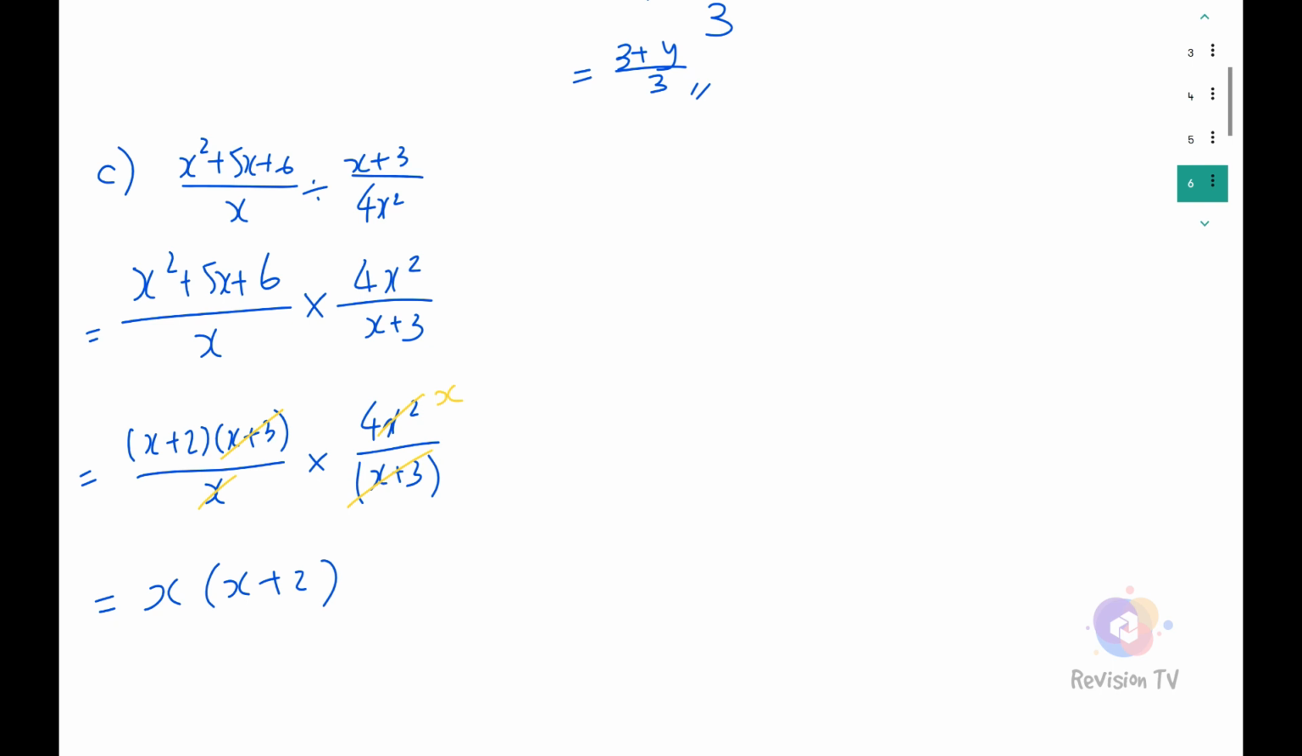And you can leave it like this, or x squared plus 2x if you want to expand it out, but I'm happy with it.